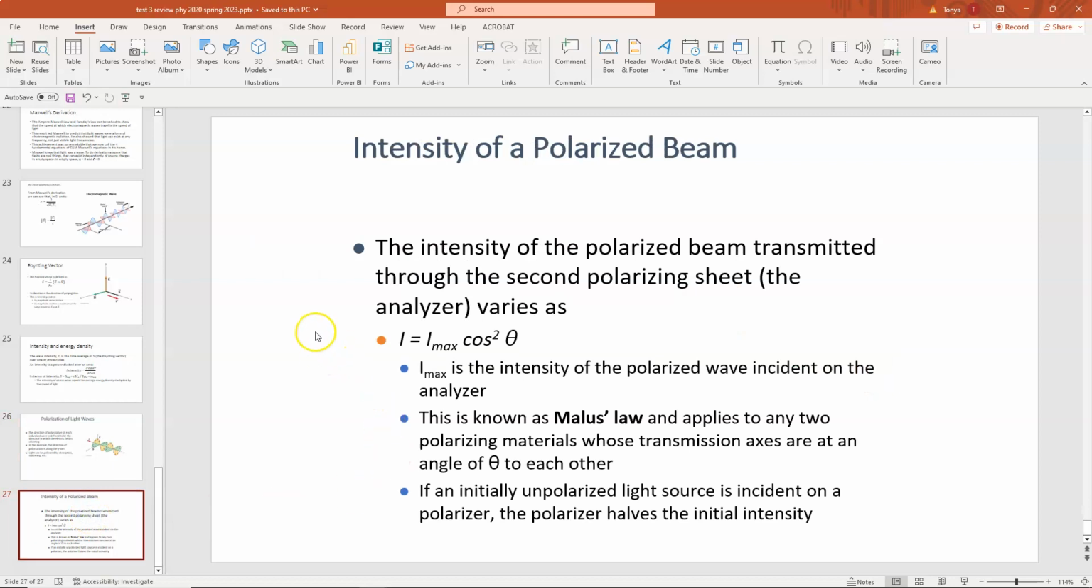We talked about polarizers and the law of Malus, which says that the intensity of a polarized beam transmitted through another polarizing sheet is the new intensity equal to the intensity when it hits the sheet times the cosine squared of the angle, okay? Remember that if you have unpolarized light incident on a single polarizer, then the polarizer is going to halve that initial intensity.